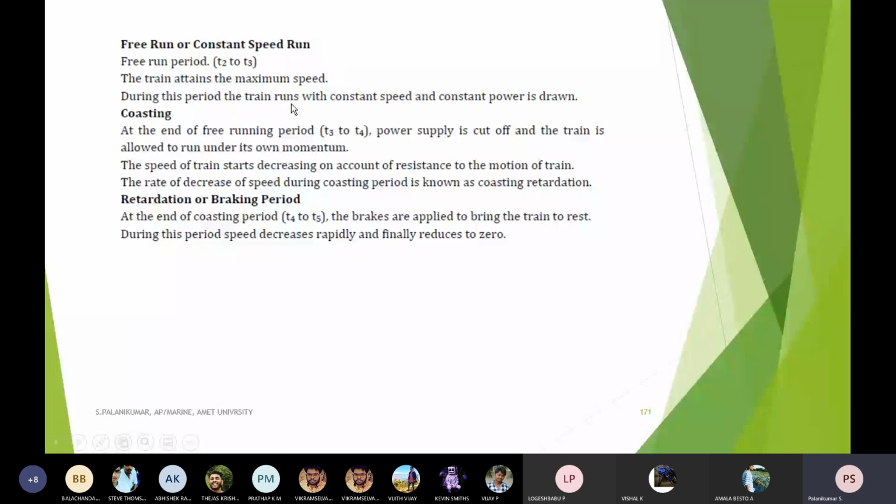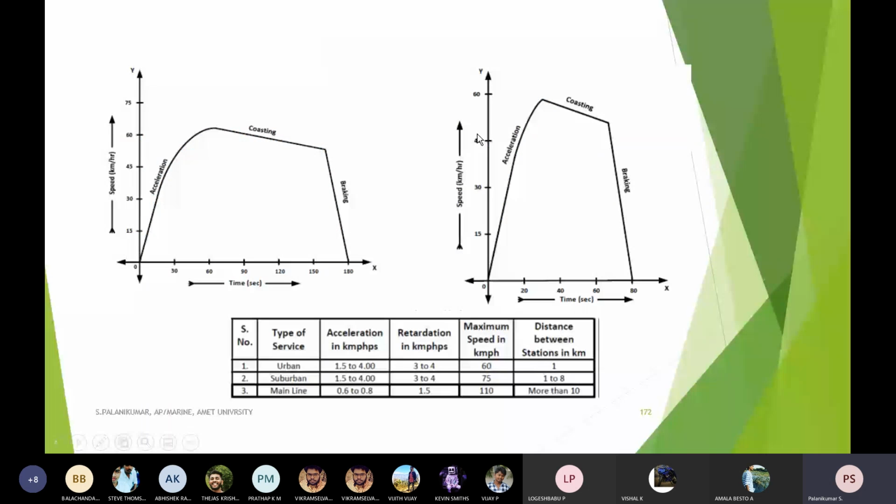During this period, the train runs with a constant speed and constant power is drawn. So the voltage and the current will remain the same. Then during the coasting period, the power supply is cut off. If you travel in any suburban or urban train, you can easily realize this suddenly after acceleration. Power cut off means it is cut off to the engine.